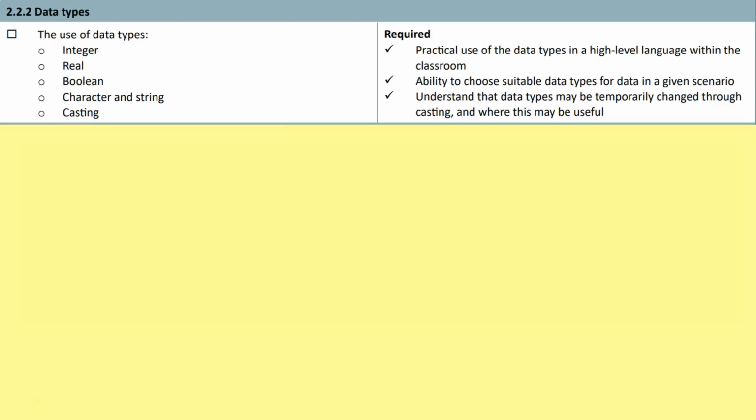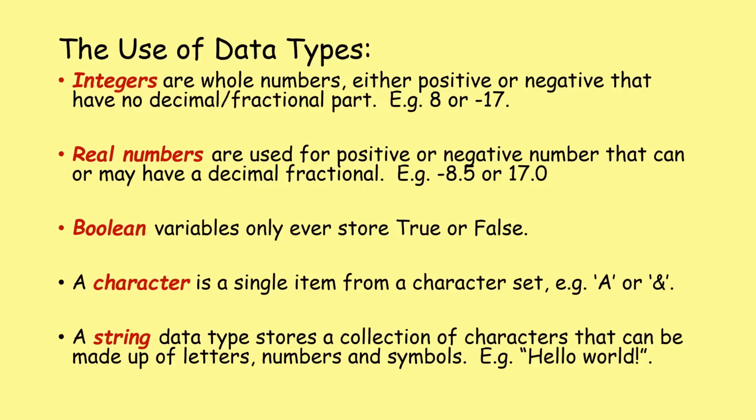2.2.2 Data types. Integers are whole numbers, either positive or negative, that have no fractional part. So 8, minus 17, etc. Real numbers, sometimes called floats, for example in Python, are used for positive or negative numbers that can or may have a decimal fraction. That language is very important. Please use it. An example would be minus 8.5 or 17.0 are examples of real numbers. They have these decimal fractions.